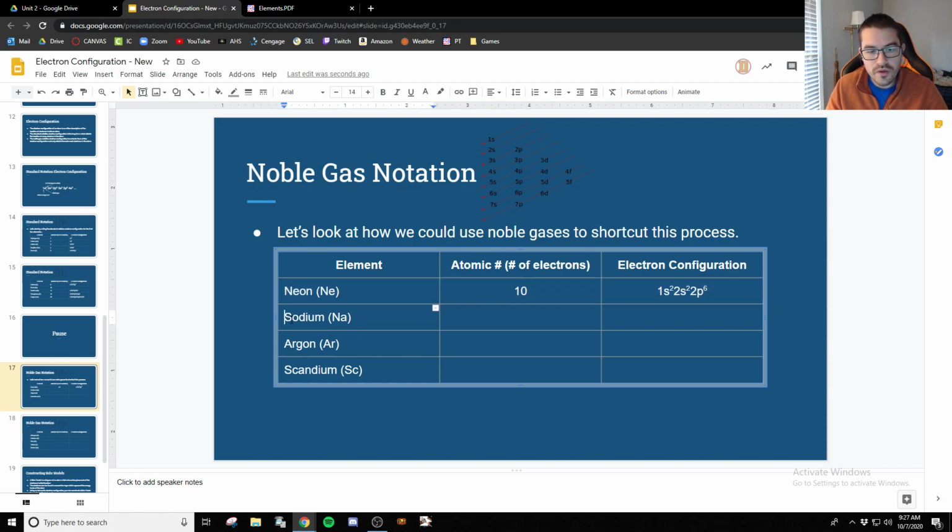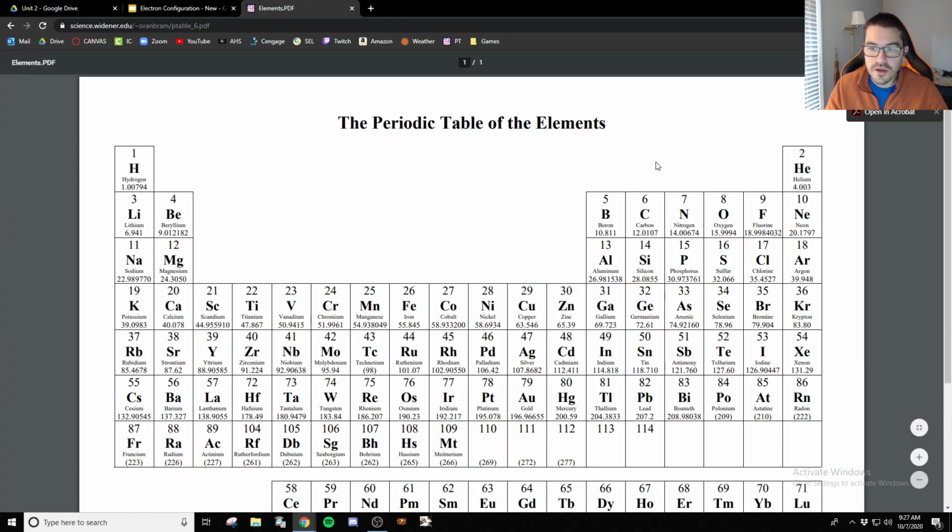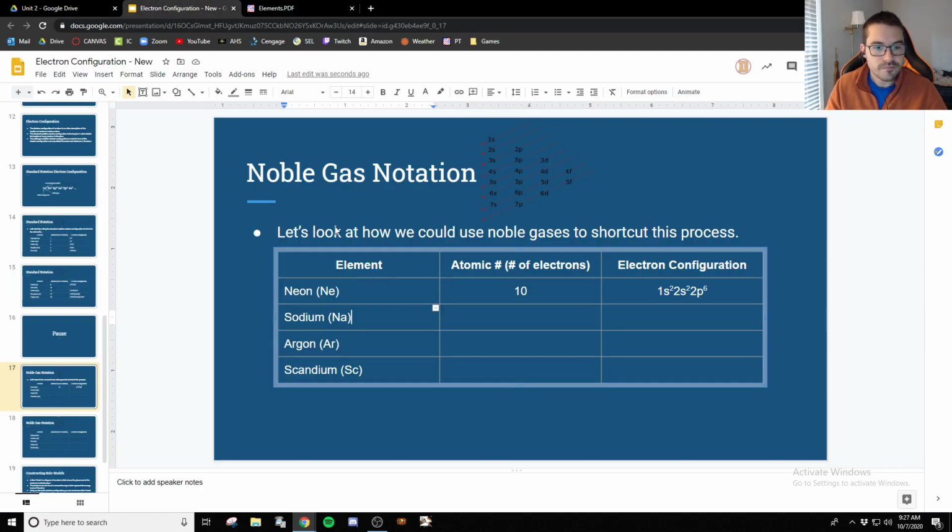What I'm going to show you is how to write the noble gas notation for sodium. Sodium is element number 11, so it's one more proton and electron bigger than neon. All right, sodium, atomic number 11.